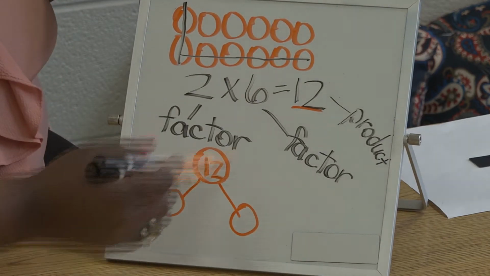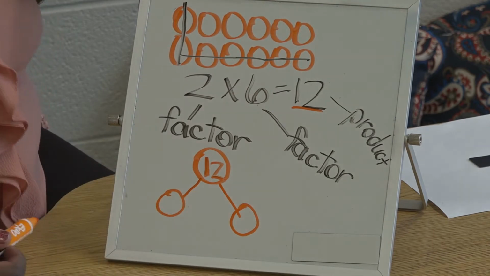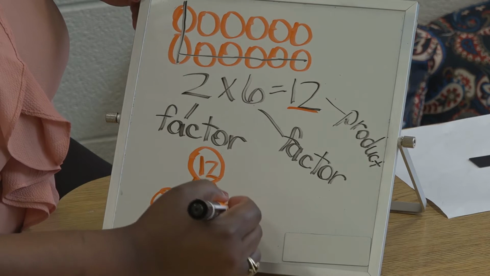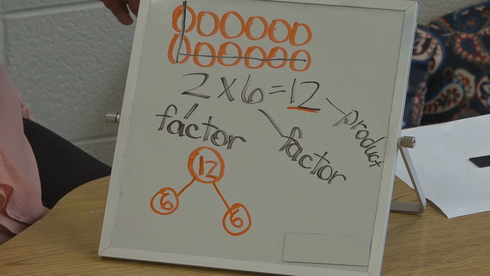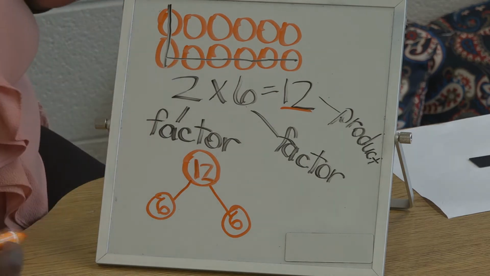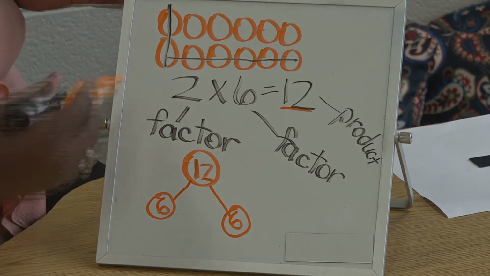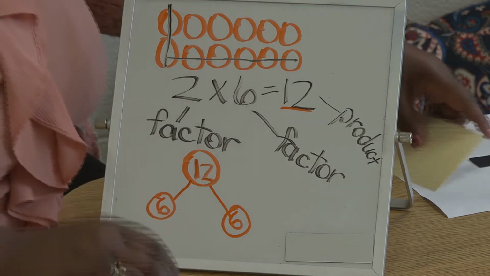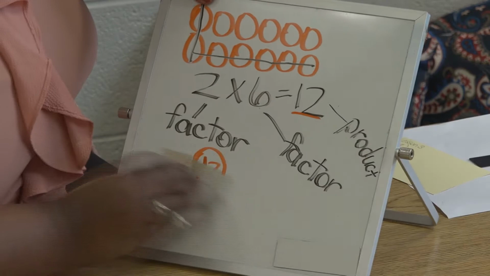And the 6 would go in the 2 circles because that's the other factor. 6, 6. It's just another visual way to show 2 times 6 equals 12. A number bond. Let's keep going. I have another story problem for you.